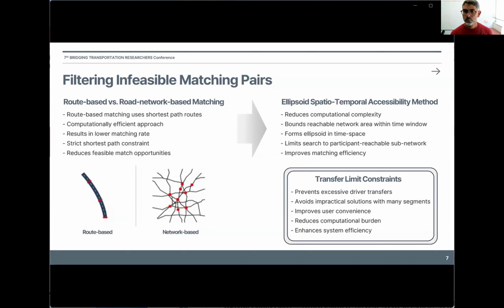So we adopt a network-based approach proposed by Neda and Jayakrishnan's 2017 work. This road network-based method expands the matching area by considering the road network within a certain time and distance constraint, and significantly increases feasible matches while keeping it computationally manageable. We also imposed a transfer limit, for example, 1 or 2 transfers, to ensure practical matching. This prevents overly complex routes that would be inconvenient for riders and reduces computational complexity by limiting possible matches.